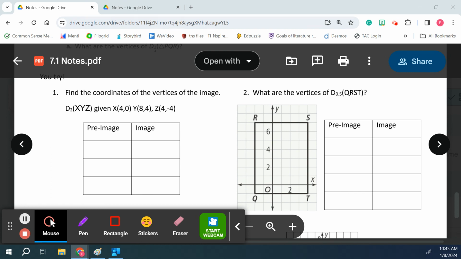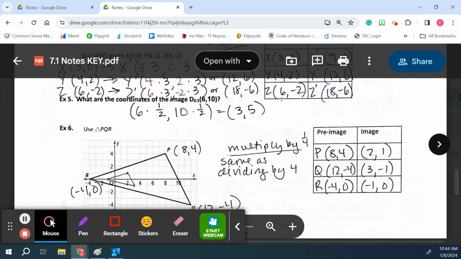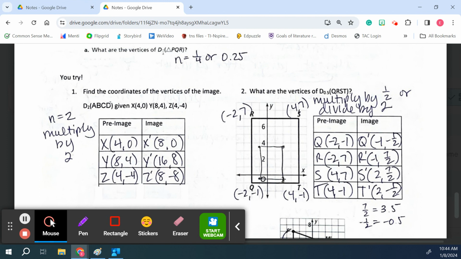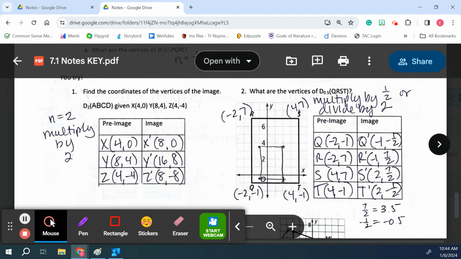Show of hands, who's still working on the You Try It? All right, let's check it out. All right, so here's 1 and 2. Check your answers for that. Let me know what questions you have.